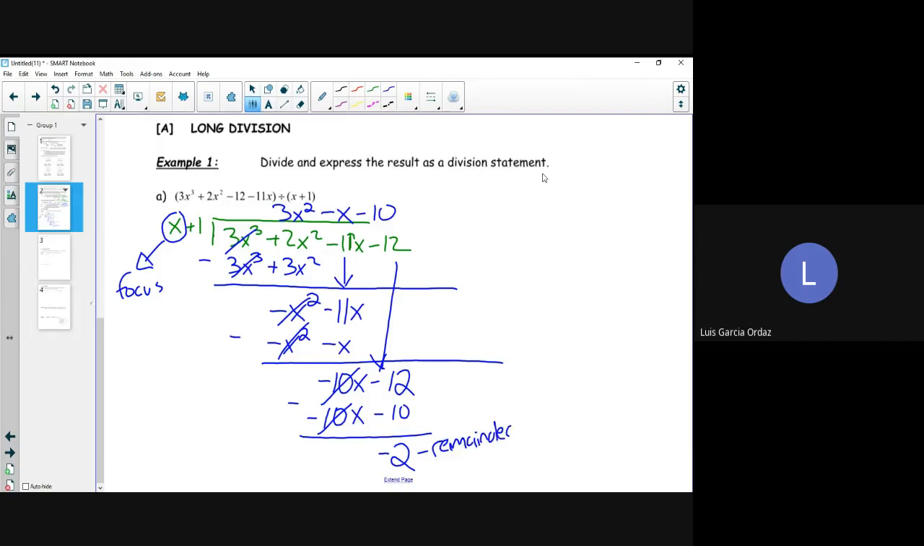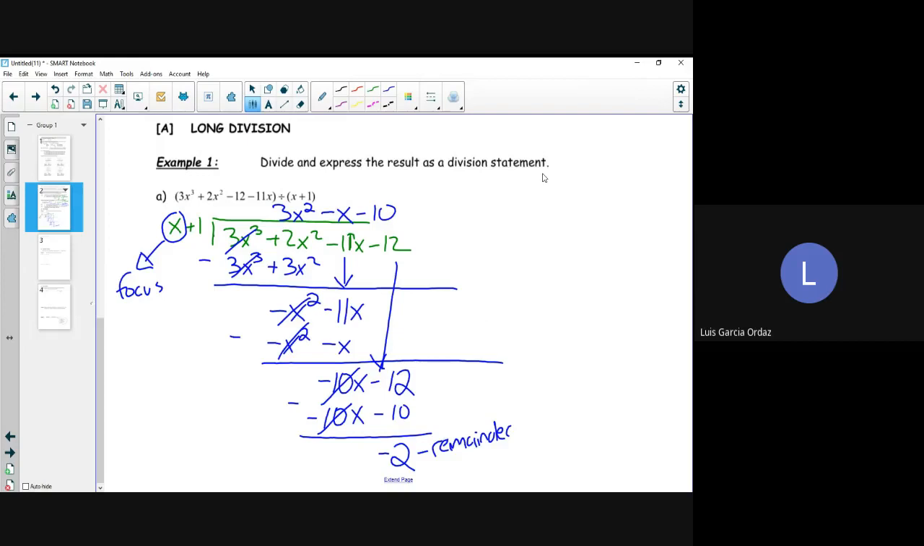Does that mean the last term always has to be a constant? The last term should always be a constant, but only if the expression itself has a constant. So if there's no constant in the expression, it's going to have an x. If there's a constant at the end, you'll have a constant remainder. If there's not, you'll have a variable as the remainder.